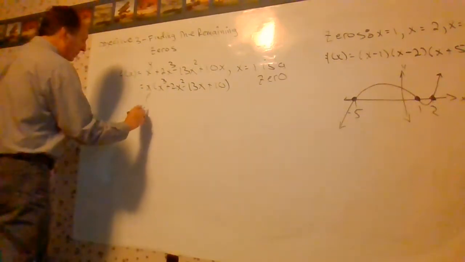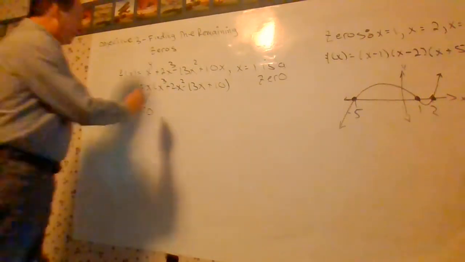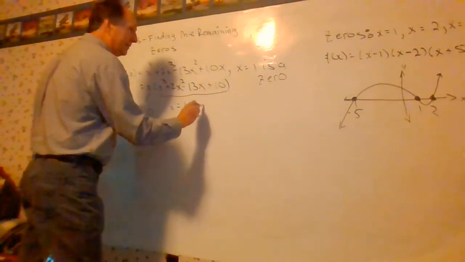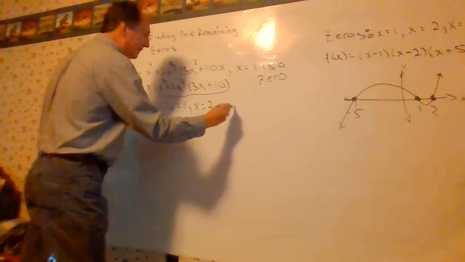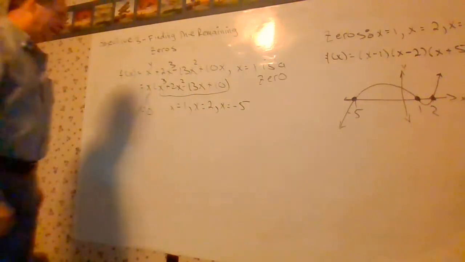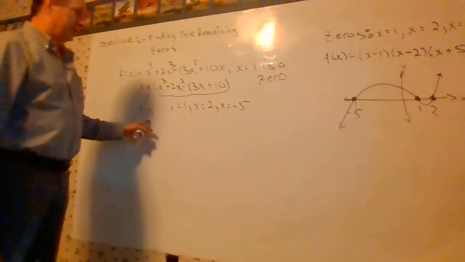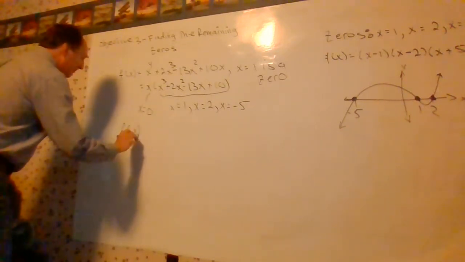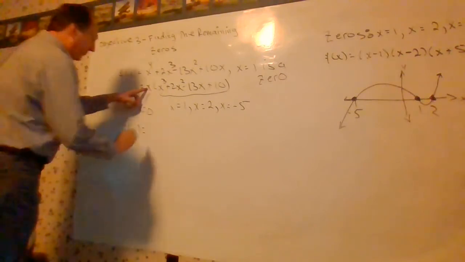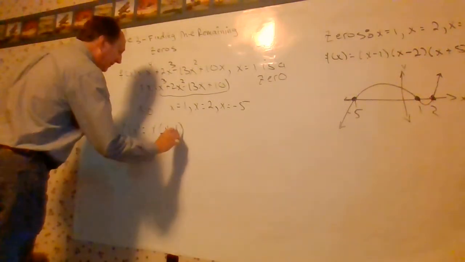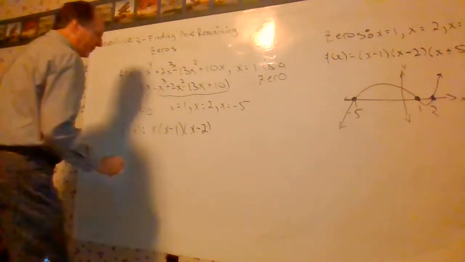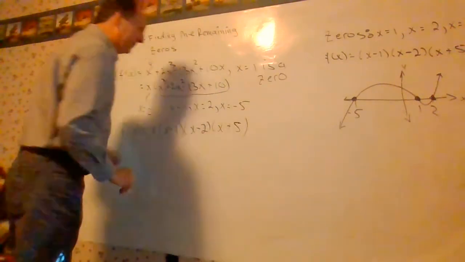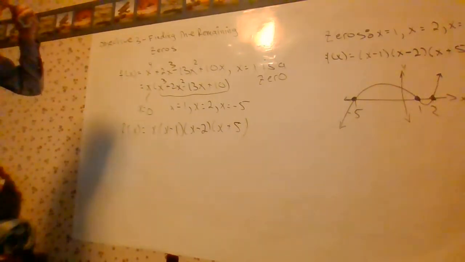This gives us x equals 0. Now this one we've already done. X equals 1, x equals 2, x equals negative 5. And so, of course, the complete factorization is going to be f of x equals x times x minus 1, x minus 2, x plus 5. And then we're all finished.